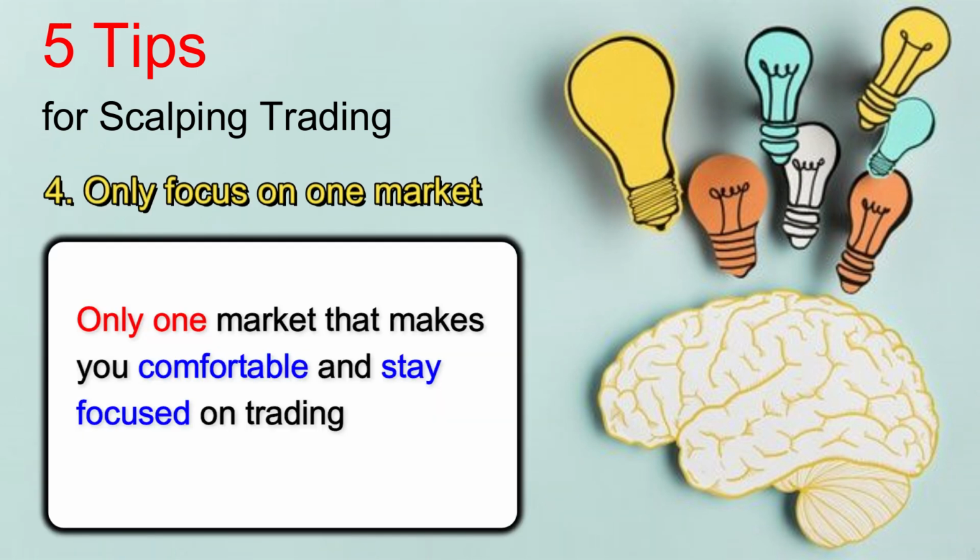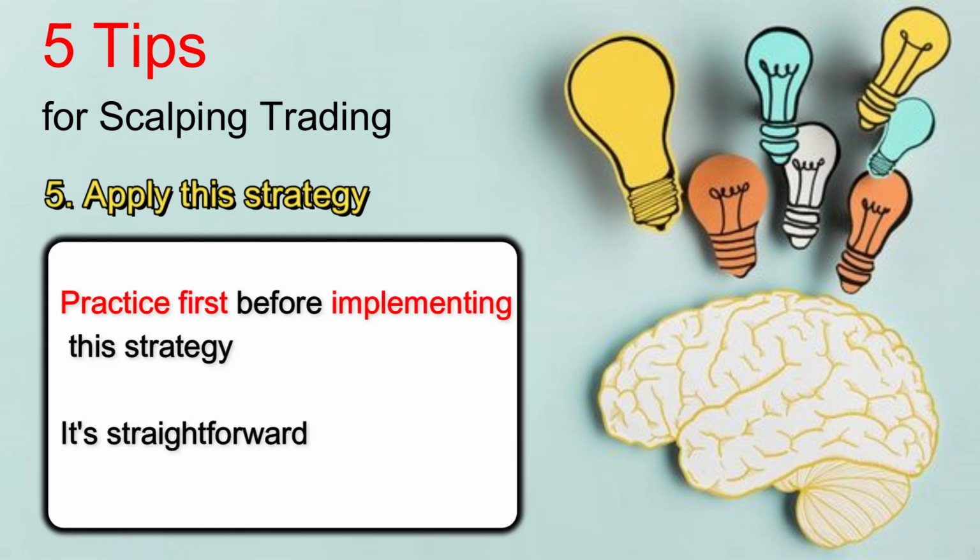The fourth tip is only focus on one market. When you're scalping, entry signals can occur very frequently, so you don't have to worry about missing them. Therefore, choose only one market that makes you comfortable and stay focused on trading. The final tip: once again, you can immediately apply the strategy I've taught you manually.